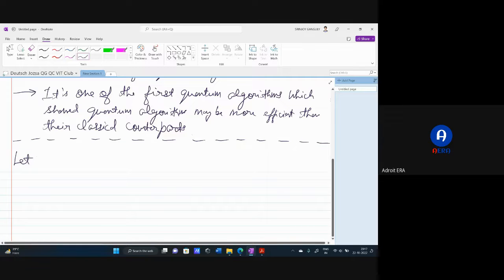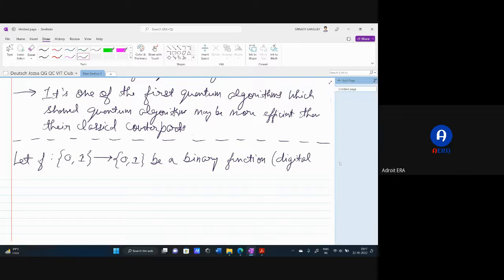Let f, as we have defined before, be that function which takes some binary values 0 1 as input, and it gives some binary results 0 1 as output. So let f be a binary function. That means a digital function.